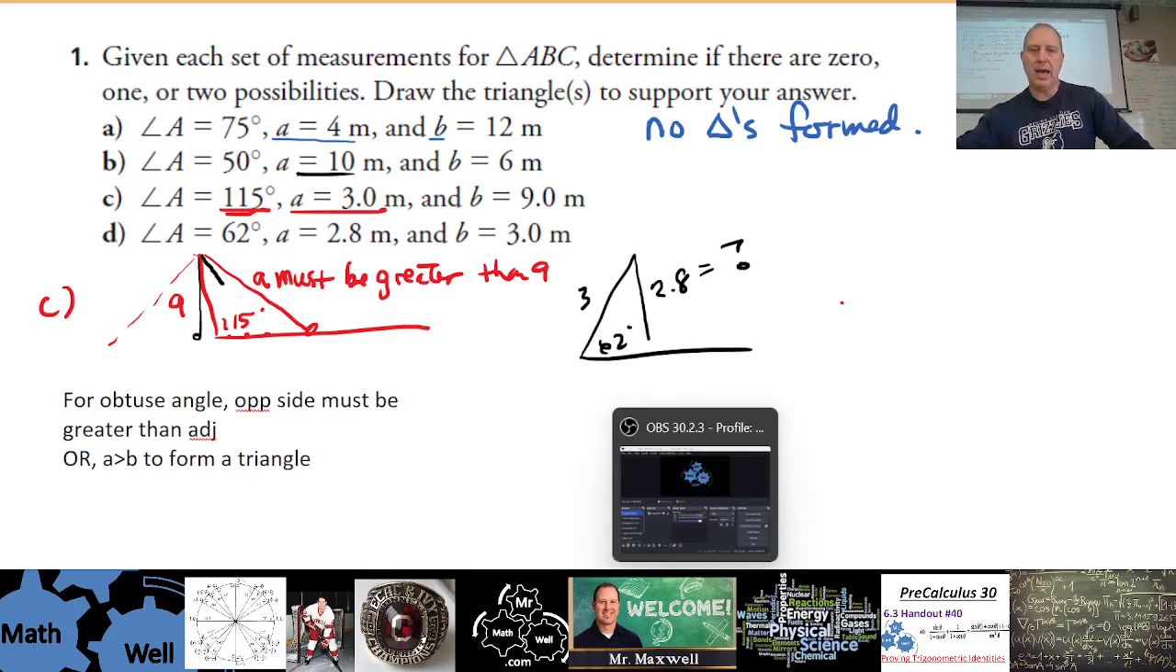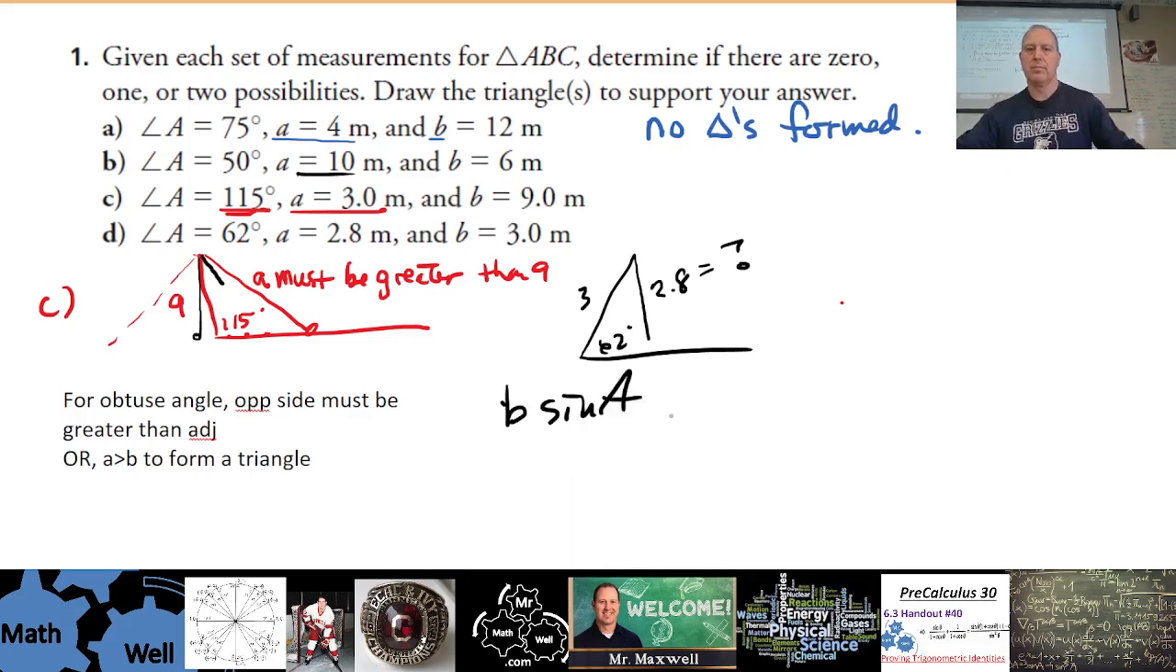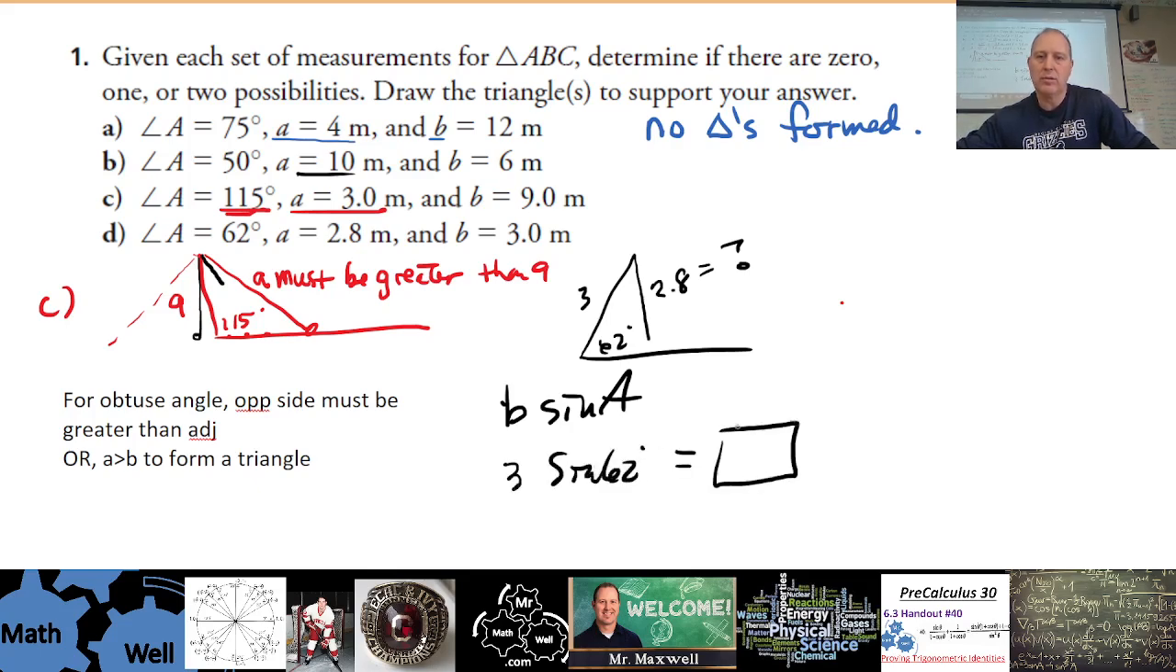So b sine A is going to be 3 times sine 62. And what does that equal? 2.65? Yeah, you agree? So 2.65 is the minimum that has to be achieved here. 2.65 touches right here at a right angle. So do we have more than 2.65? Yes, you bet.